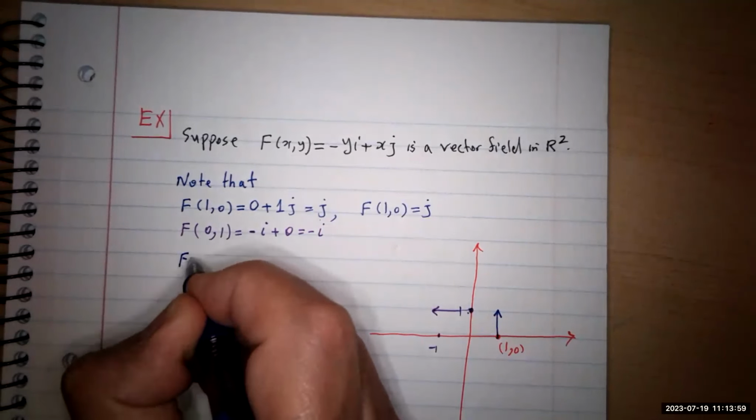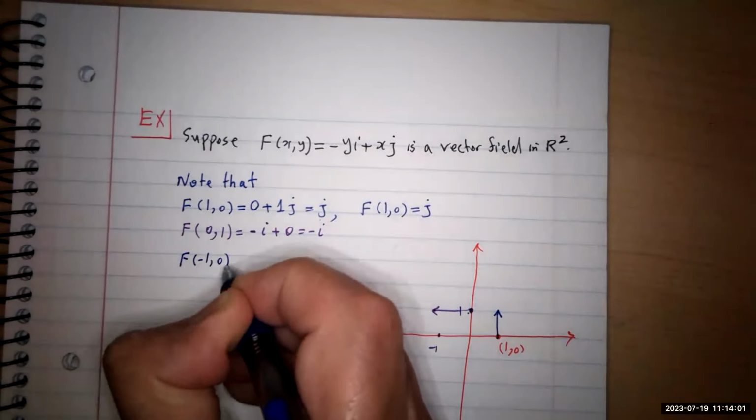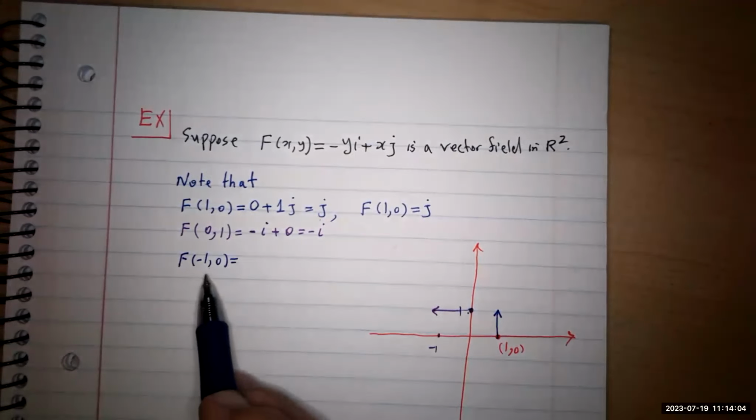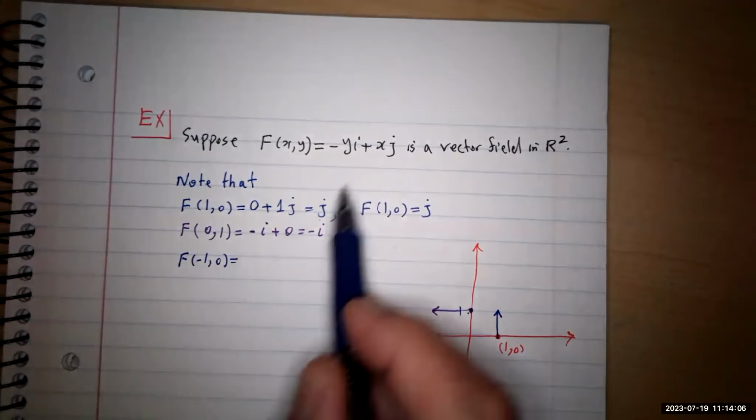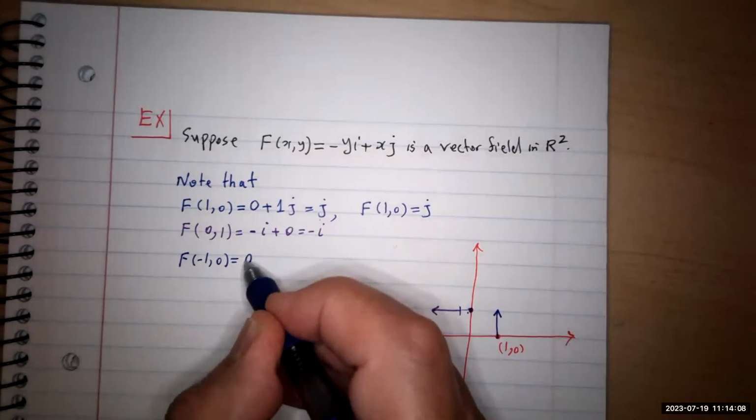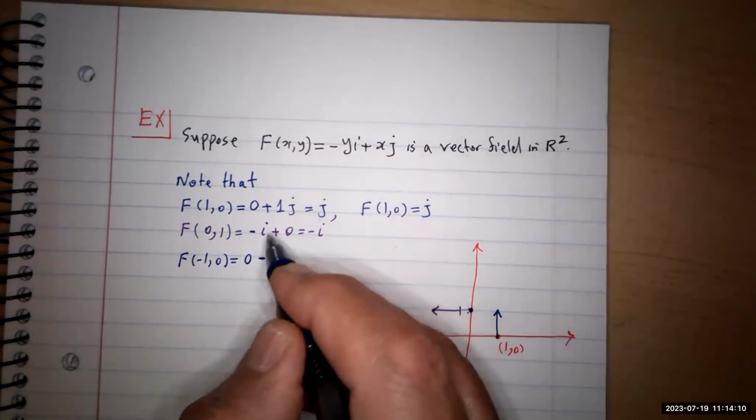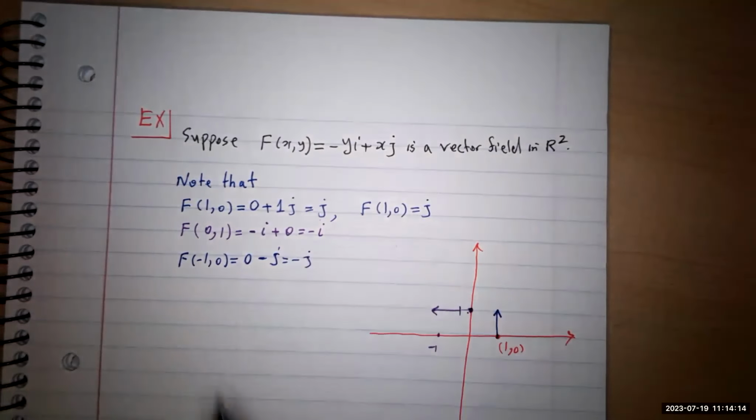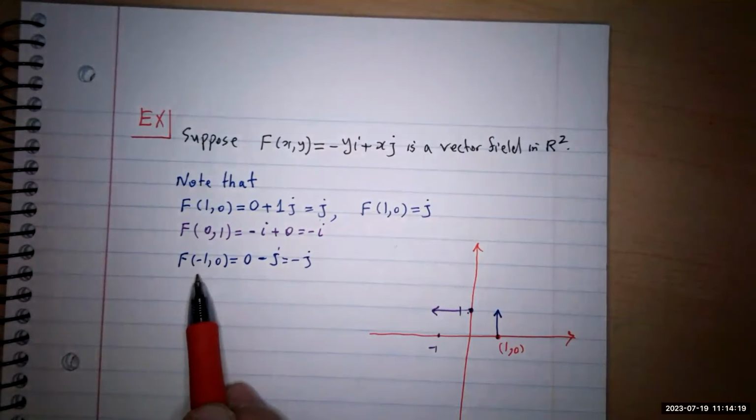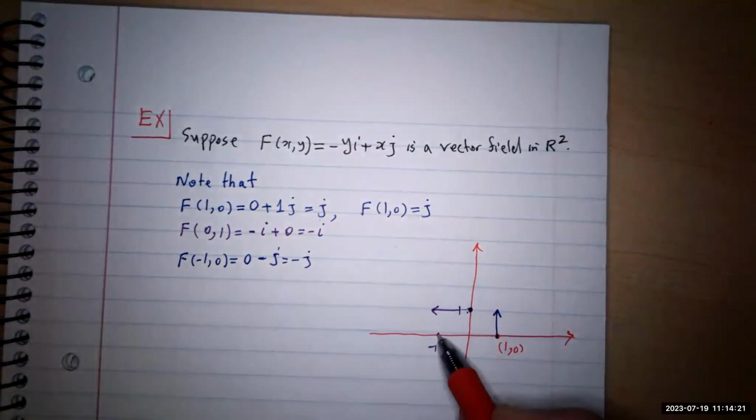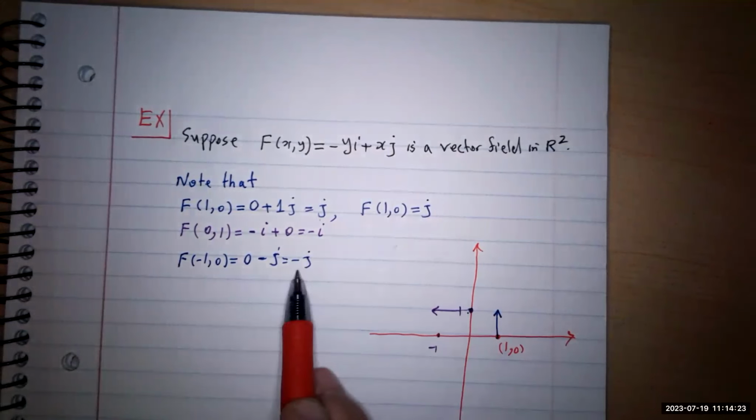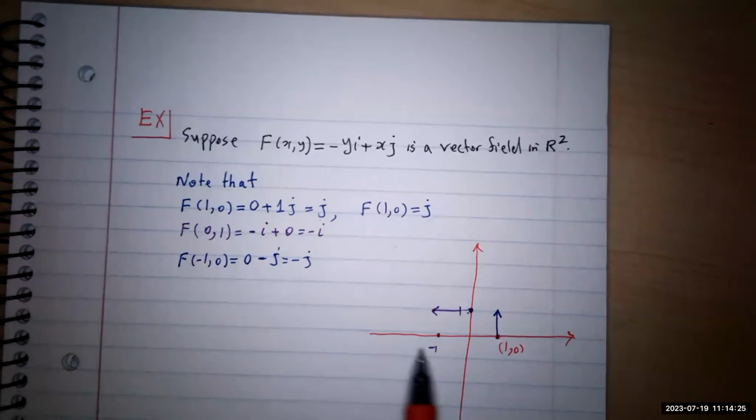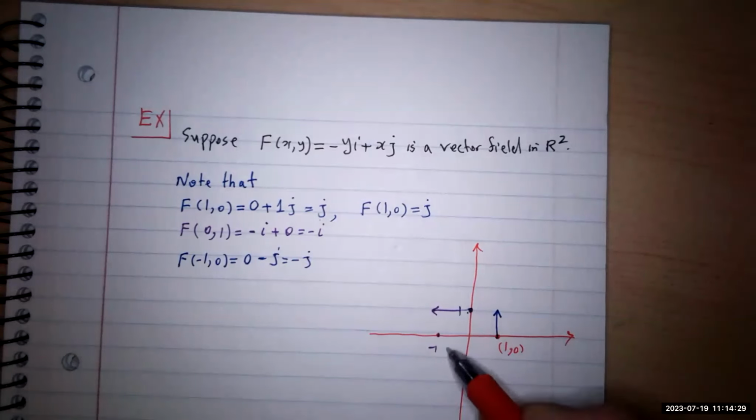the next point is negative 1 and 0. If you put in negative 1 and 0, x is equal to negative 1 and y is 0, so that gives you 0, and that gives you minus j. So this is going to be equal to negative j. This means at the point negative 1 and 0, the direction is going to be opposite of the j again. So the j is going in this direction, so your direction is going to be opposite, so you're just going down.